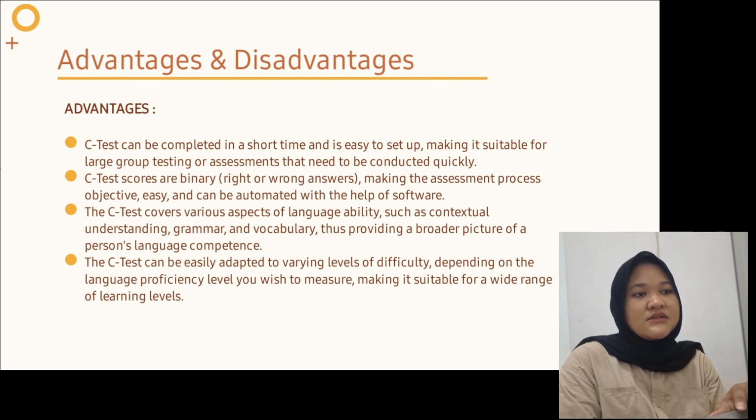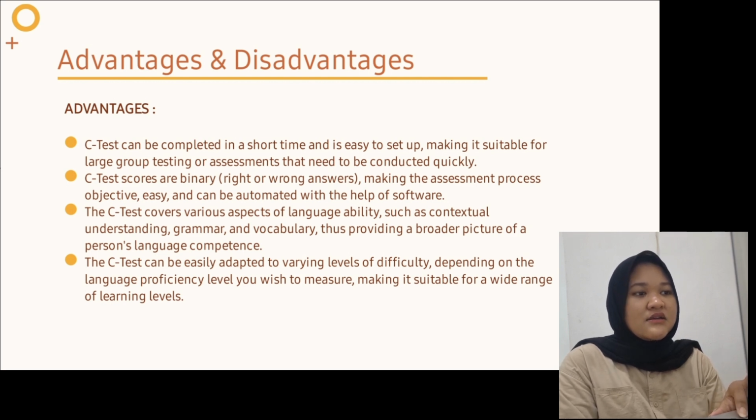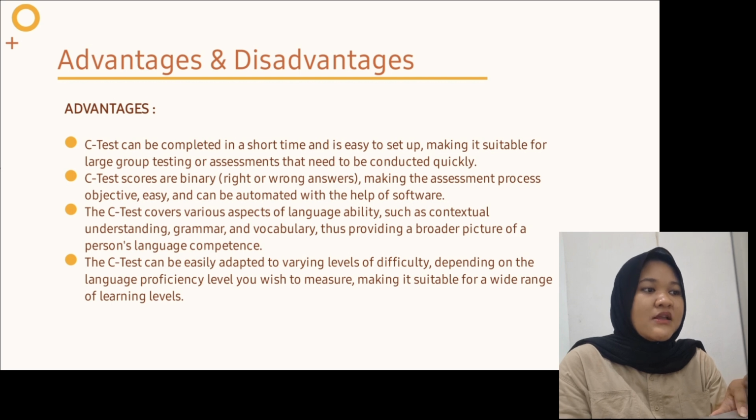The second one is C-test scores are binary, making the assessment process objective, easy, and can be automated with the help of software. The third is the C-test covers various aspects of language ability, such as contextual understanding, grammar, and vocabulary, thus providing a broader picture of a person's language competence. And the last one is the C-test can be easily adapted to varying level difficulty, depending on the language proficiency level you wish to measure, making it suitable for a wide range of learning levels.